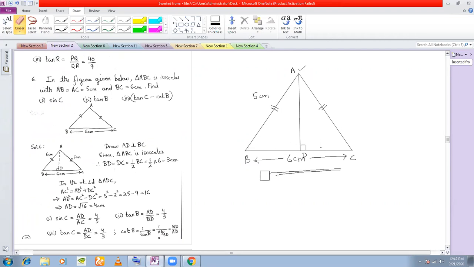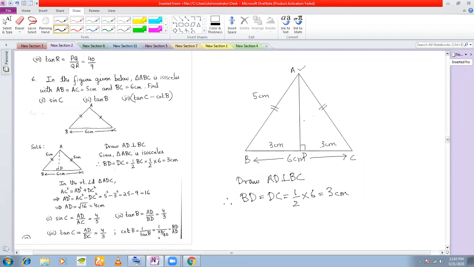So if I drop a perpendicular, this becomes 3 centimeter and this becomes 3 centimeter. And I get two right angle triangles also, in which I can use my trigonometric ratios. So first I'll write: draw AD perpendicular to BC. Therefore length of BD is equal to length of DC, which must be equal to half of 6 centimeter, which is 3 centimeter.